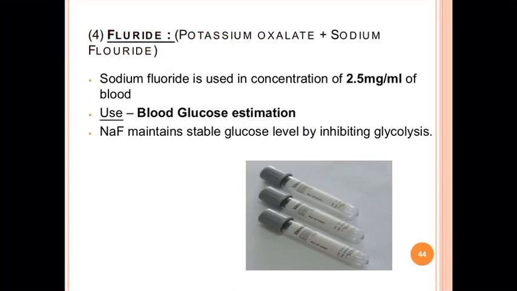Now fourth is fluoride. The content of the fluoride anticoagulant is potassium oxalate plus sodium fluoride. The sodium fluoride is used in a concentration of 2.5 mg per ml of blood and used for glucose estimation. Sodium fluoride maintains a stable glucose level by inhibiting glycolysis. Fluoride vacutainer has a grey color. You can see in the photograph.